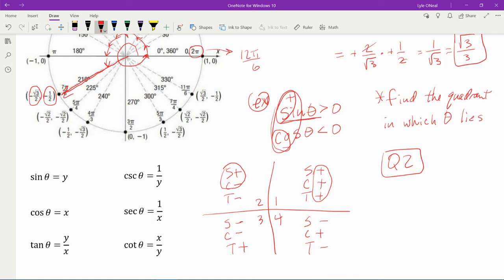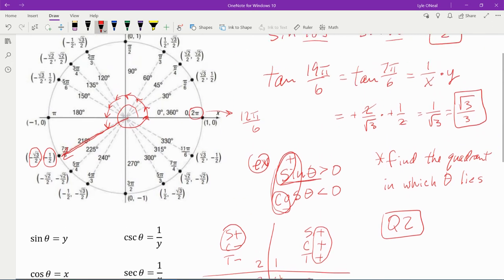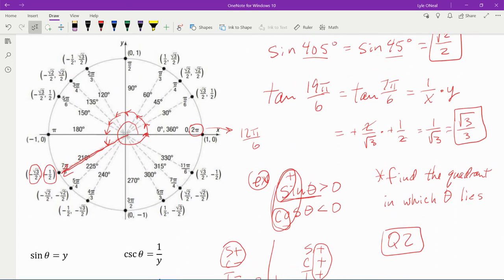And then you may be wondering, well, how do you know that those signs are the way they are, or what makes the signs the way they are? Well, it goes back to the unit circle.